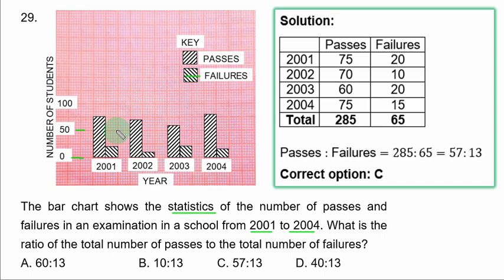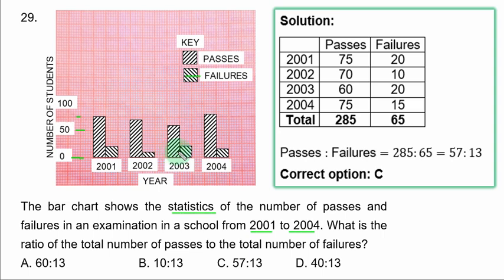So let's take 2001. This key is for those that pass. So from 50 to this place is 25. When you add it, that is 75. For failure, from here to here is 25, and the failure level there is 20. So you have 20. For 2002, the pass level is 70. That is one step from 75, while the failure level is 10. The second line from the origin.